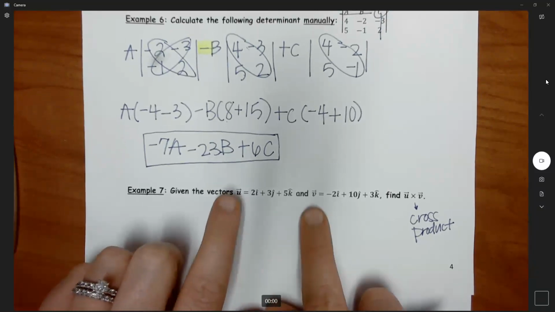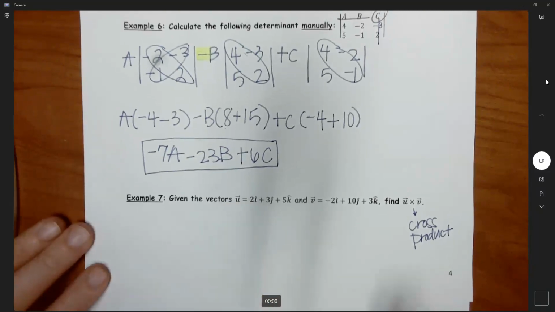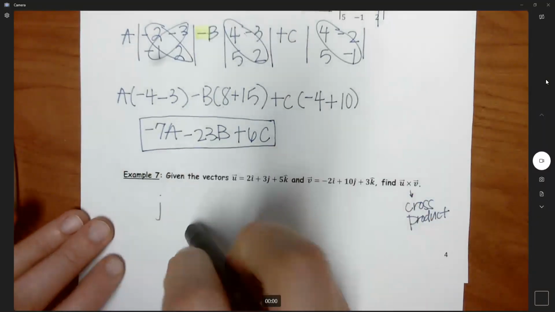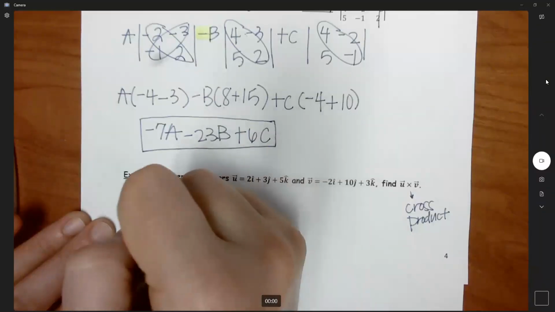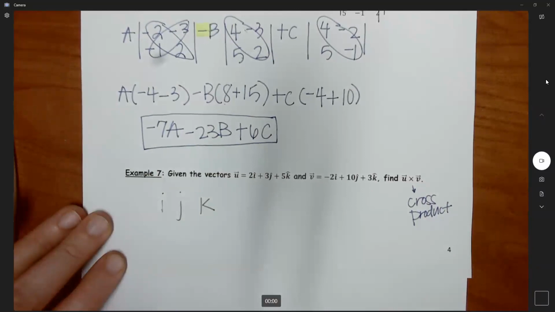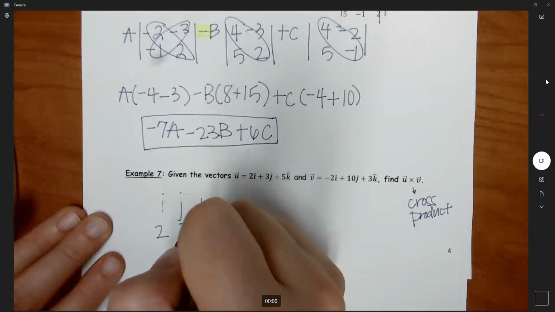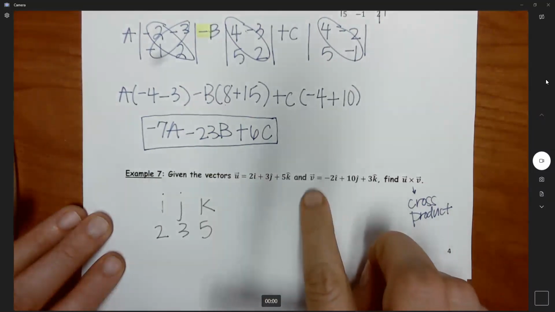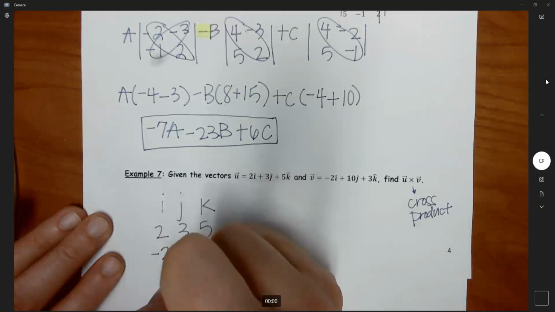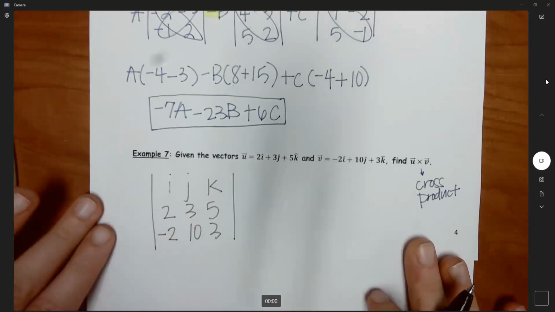And so you can see from vectors u and v, we have i, j, k. So instead of this problem having a, b, c, this one has i, j, k. Vector u, the coefficients are 2, 3, 5. And for vector v, the coefficients are -2, 10, 3. And so this is my determinant here.